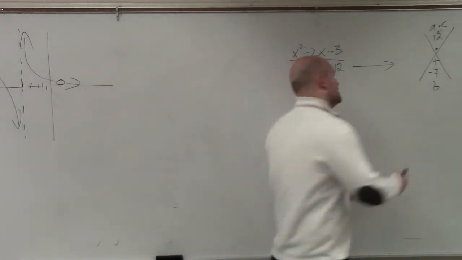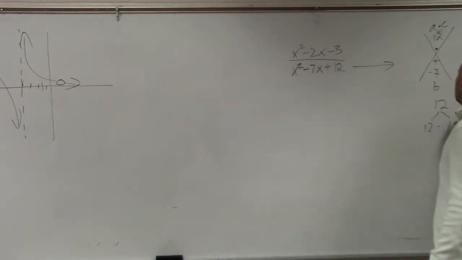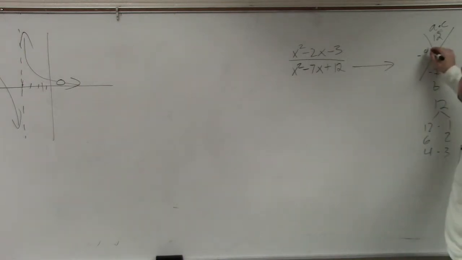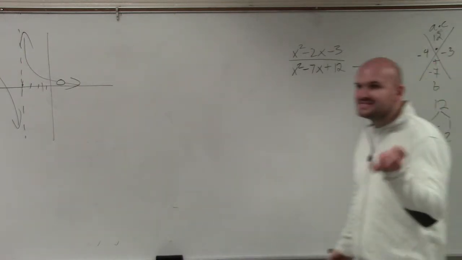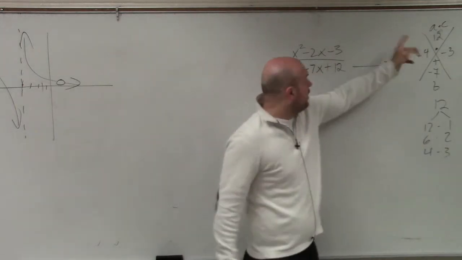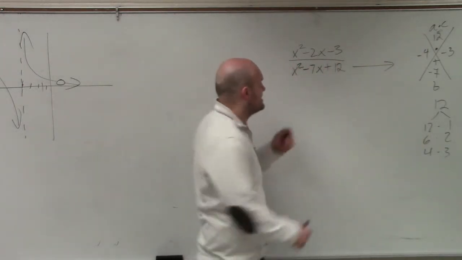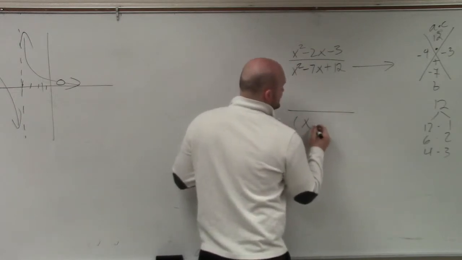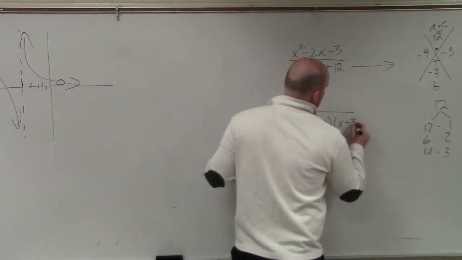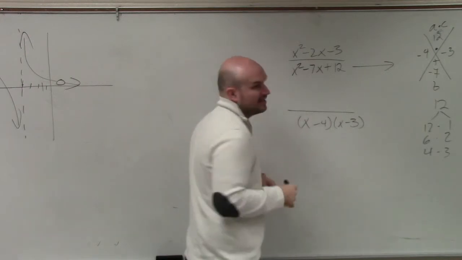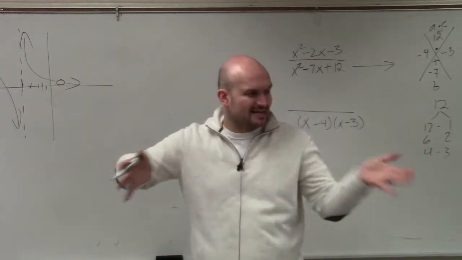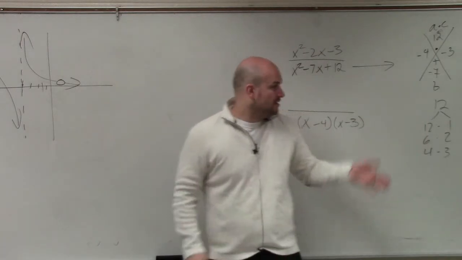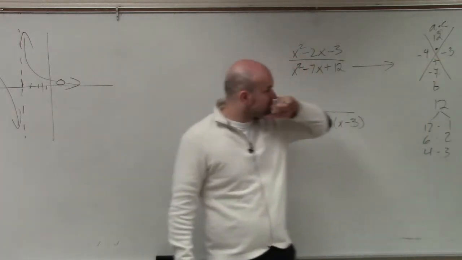So I look at the factors of 12, which are 12 times 1, 6 times 2, and 4 times 3. Out of these, what are the only two that add to -7? 4 and 3, but they both have to be negative, right? So it'd be -4 and -3. Now, since my a is equal to 1, I can write these as just my factors. So I can write this as x minus 4 times x minus 3. That's what's nice about when a is equal to 1. You guys don't need to use the box or the grouping technique that we've done before in this class. You can just simply use these as your factors.